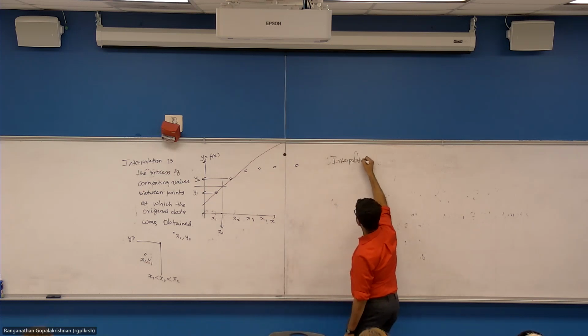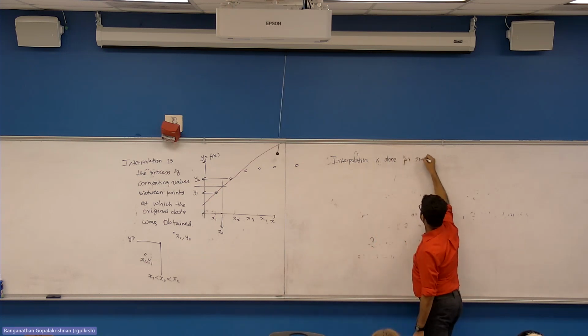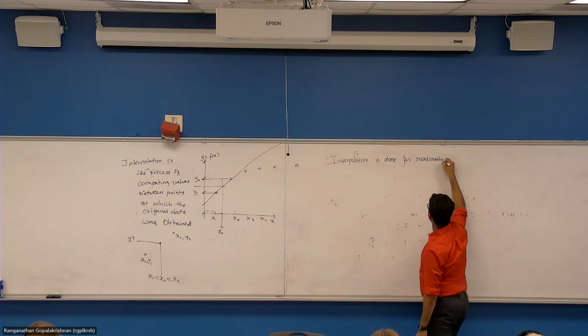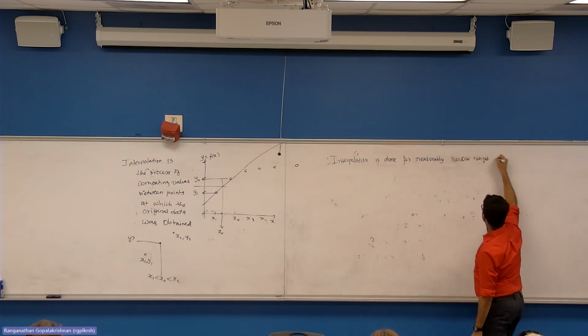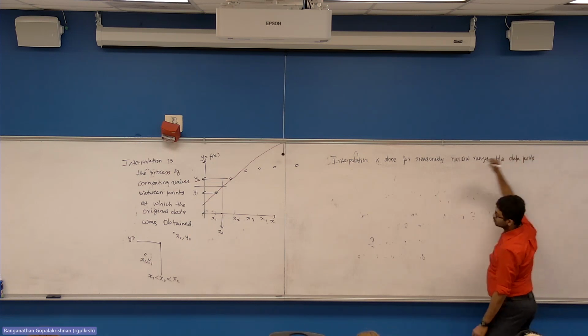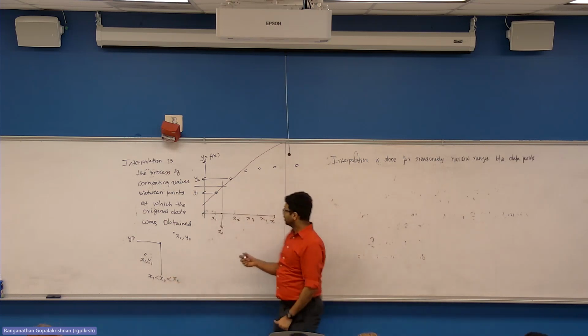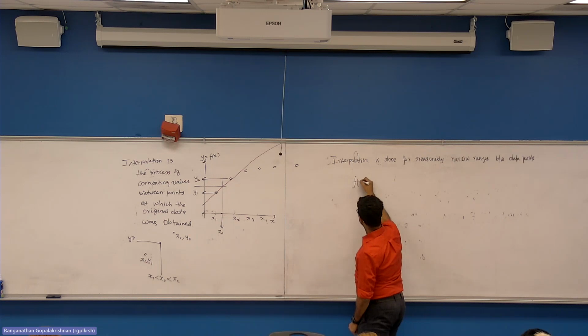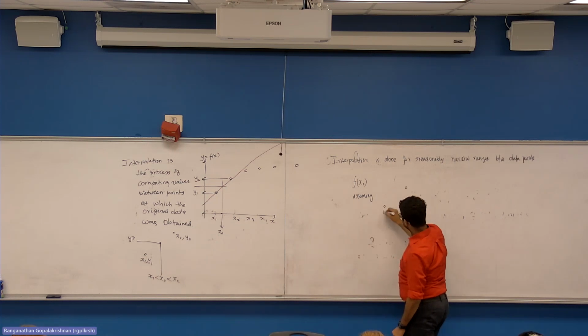Interpolation is done for reasonably narrow ranges between data points. So when we say x1 and x2, we assume implicitly that they are reasonably close together. So if we want to get f of x0, assuming x1 and x2 form a straight line, how do you do that?